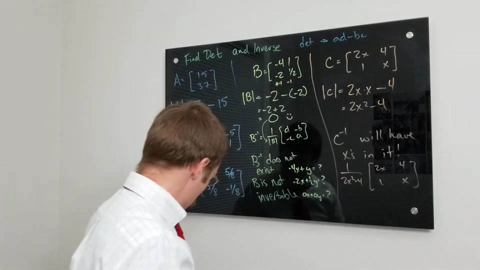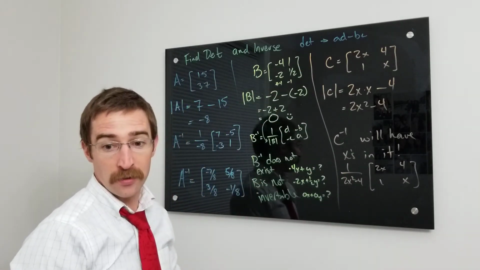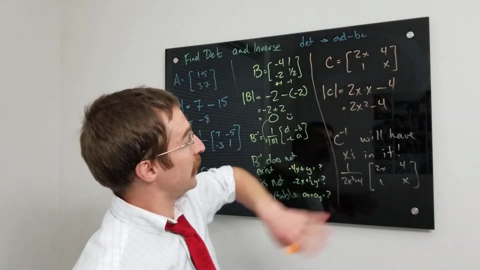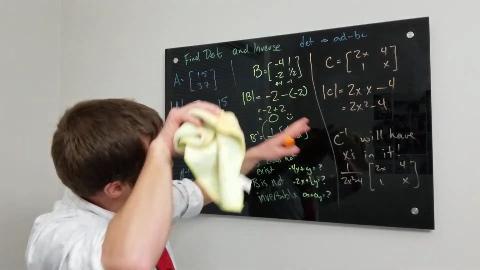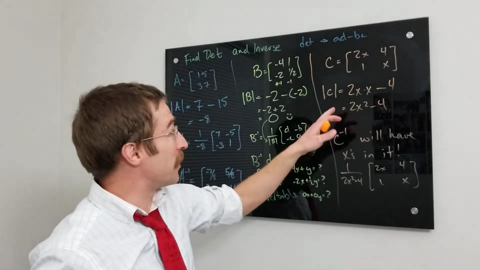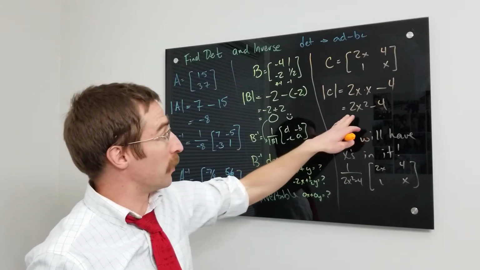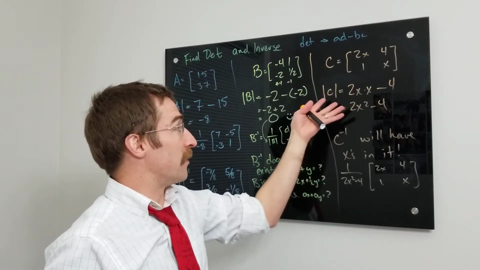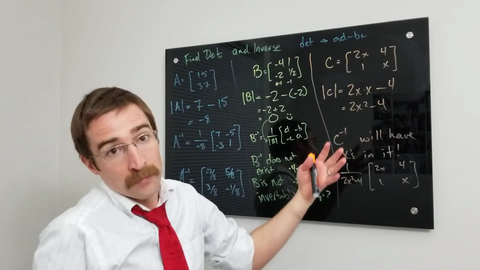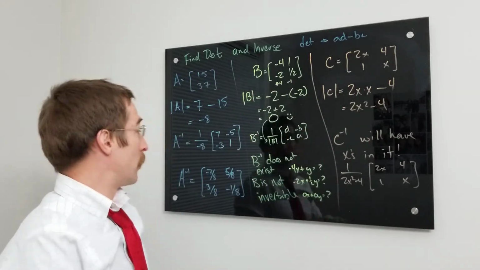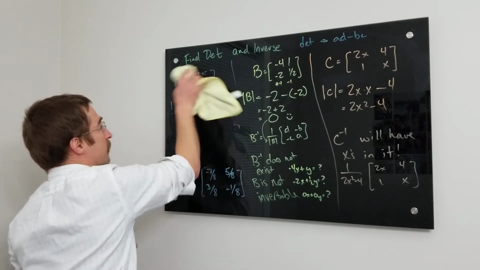All right, cool. I'm going to erase this, and then we're going to go on to problems where we're saying, what could x be so that this does not have an inverse? In other words, if this is 0, C does not have an inverse. If this is non-zero, matrix C will be invertible. Okay, erasing.